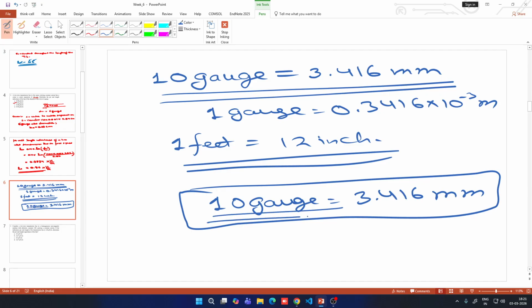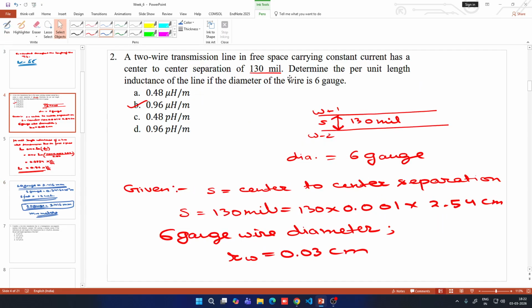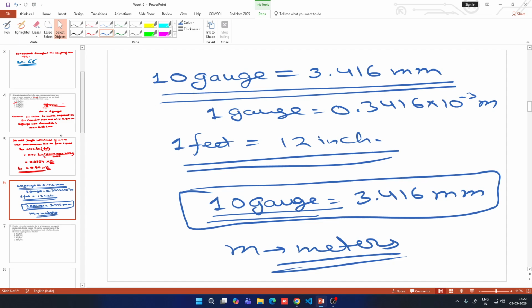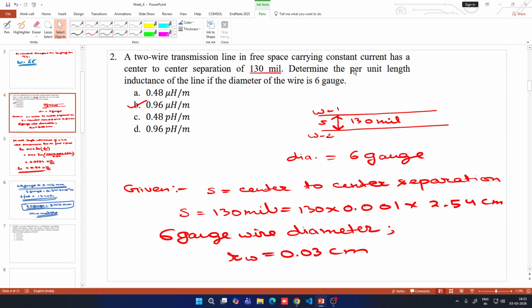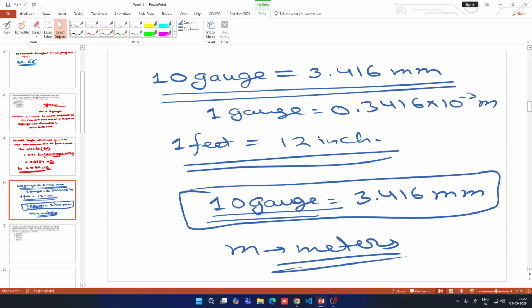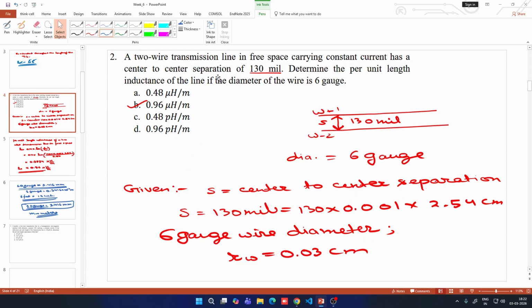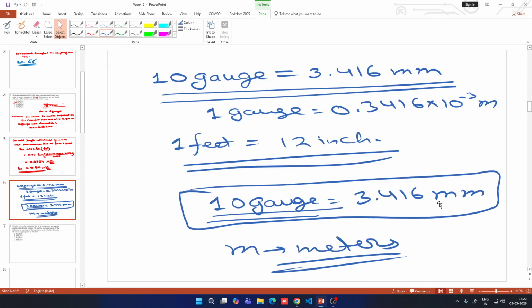This gauge is not any standard unit. We know for length the standard unit is meters. But since in EMI, EMC and these wires, they use mils and gauge, for the diameter they use this gauge. That's why these EMI, EMC problems are given in this. And since most of the assignment problems are not giving the conversion factors, that's why I'm saying just remember this.